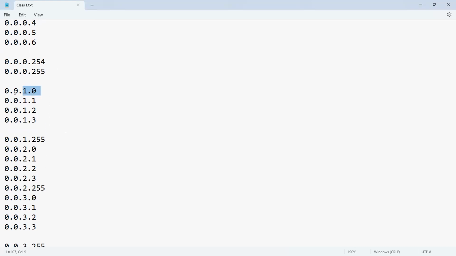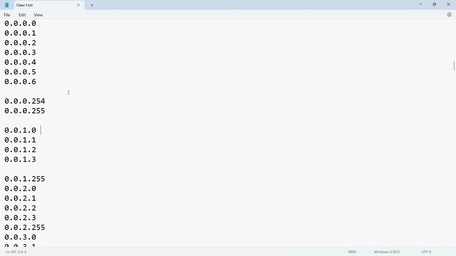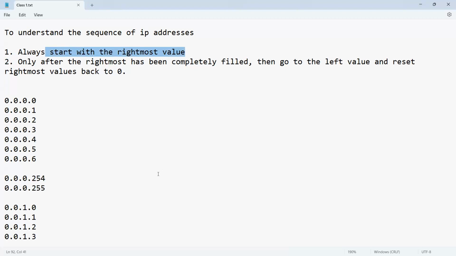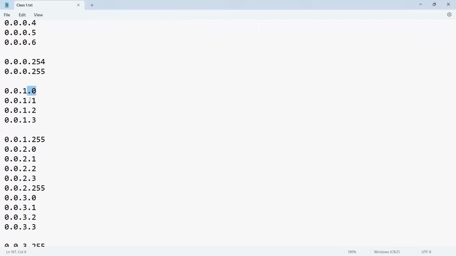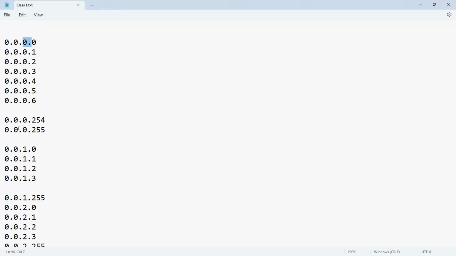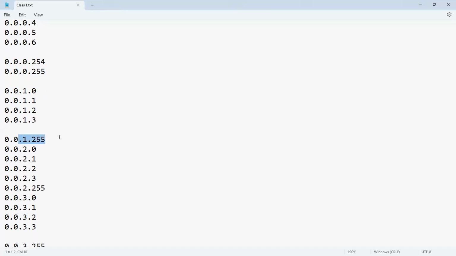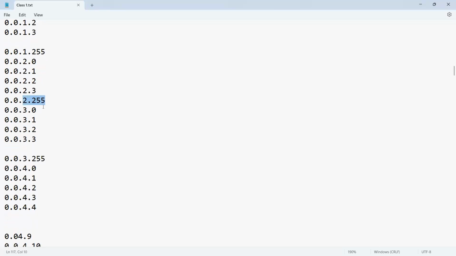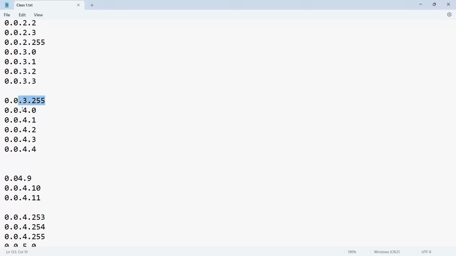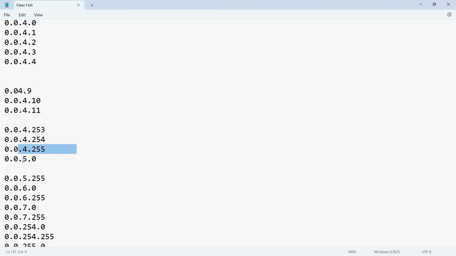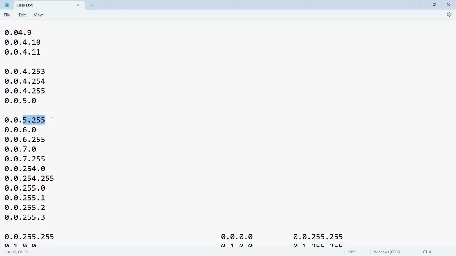So after 1.0, don't directly jump to 2.0. That would be wrong. Remember rule number one: always start with the rightmost value. So after 1.0, you have 1.1, then 1.2, 1.3, 1.4, and so on, up to 1.255. Then you have 2.0. So this 255 cycles back to zero again, and this one changes to 2. If you notice, the cycle is repeating here: 0.0 to 0.255, 1.0 to 1.255, 2.0 to 2.255, 3.0 to 3.255, and so on. Like that, the cycle keeps on repeating.